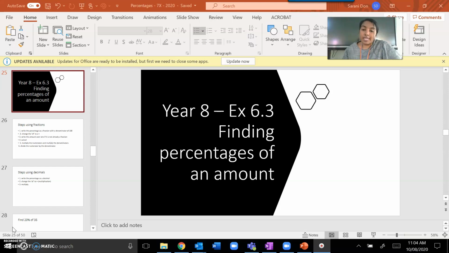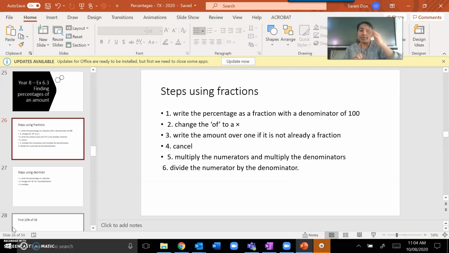So this is finding percentages of an amount. We've done looking at fractions and converting them into percentages, but this is when you've got an amount and you want to find a percentage of it. There are a couple of ways to do this, and I've written down some steps for you to follow.